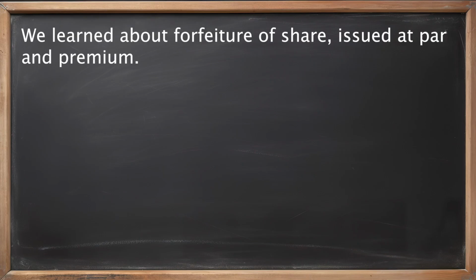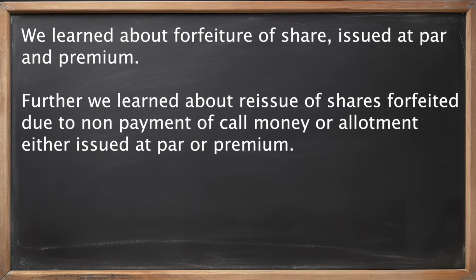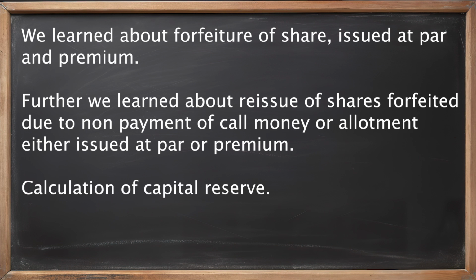That was the topic for today's session. I hope you all have understood it well. Before ending the session, let us have a quick recap of what we have learned today. We learned about forfeiture of shares, shares issued at par and premium, reissue of shares forfeited due to non-payment of call money or allotment either issued at par or premium, and calculation of capital reserve.